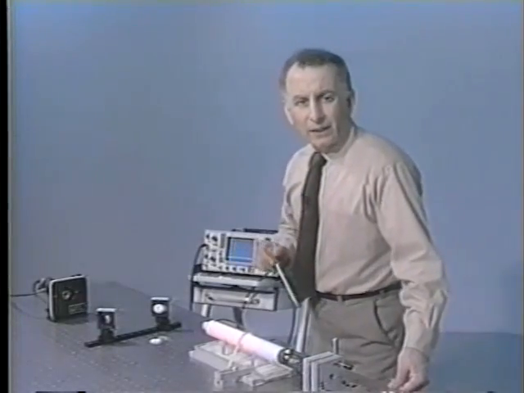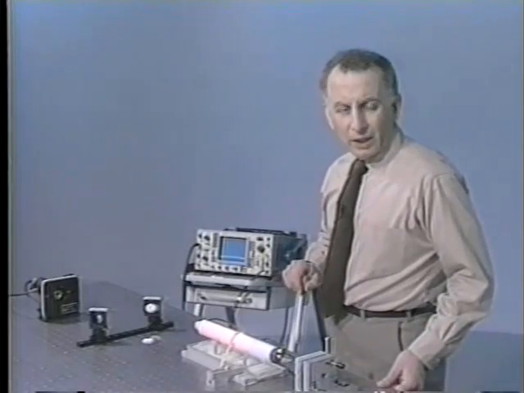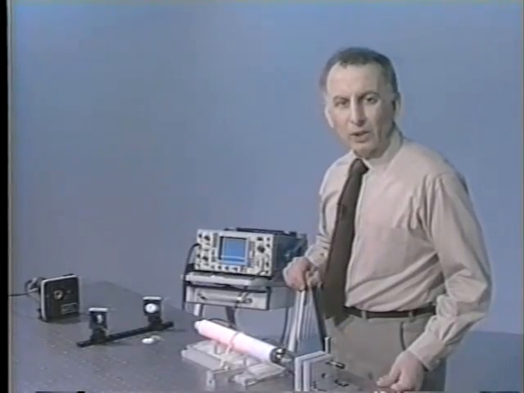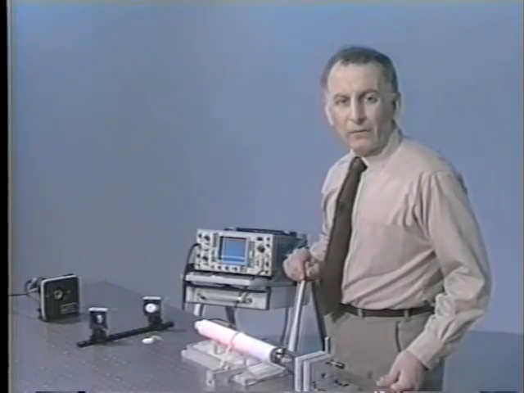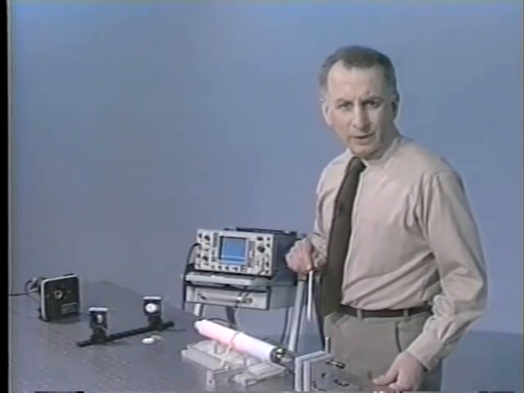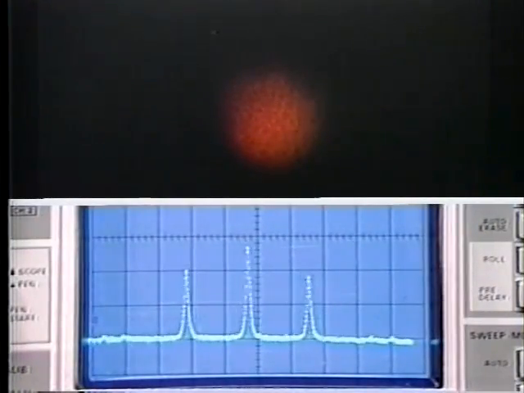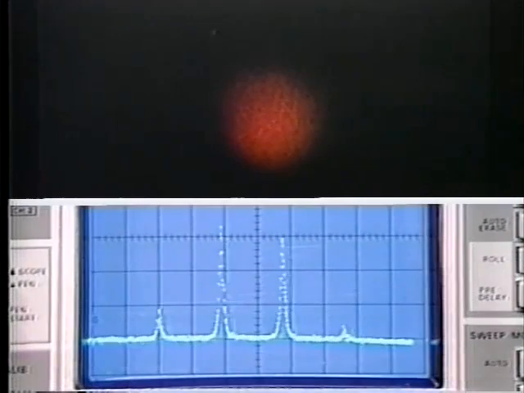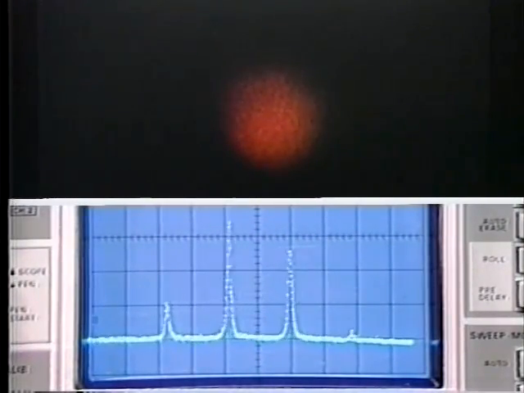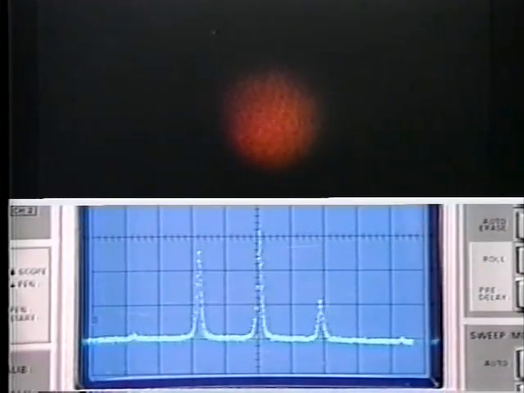Now we're going to look at the intensity of the beam, or the transverse intensity distribution of the beam, showing the various transverse modes. And at the same time, we're going to look at the spectrum of the laser light as measured by the scanning Fabry-Perot interferometer. Here on the screen, we see on top the transverse intensity distribution of the laser, and below we see the corresponding spectrum.